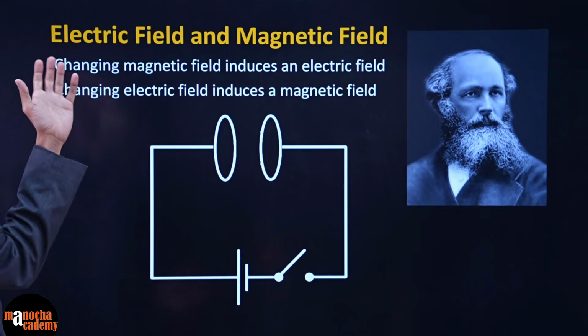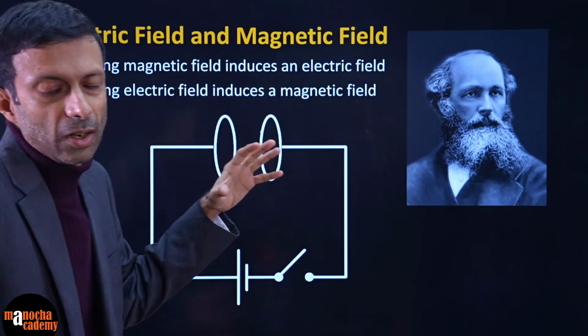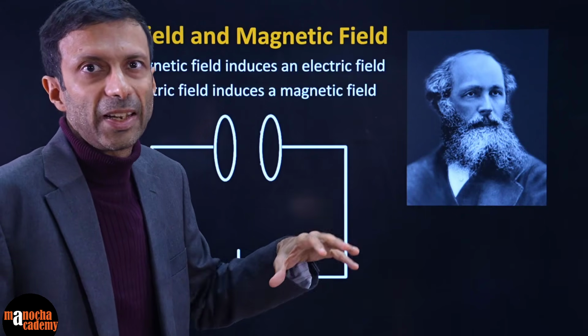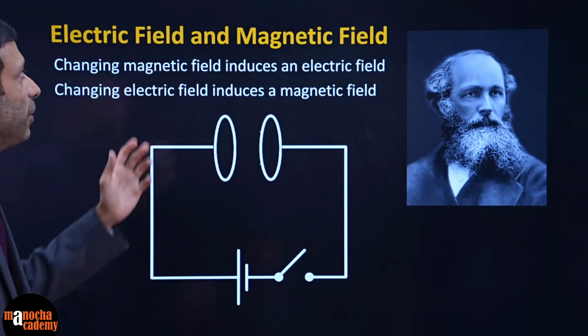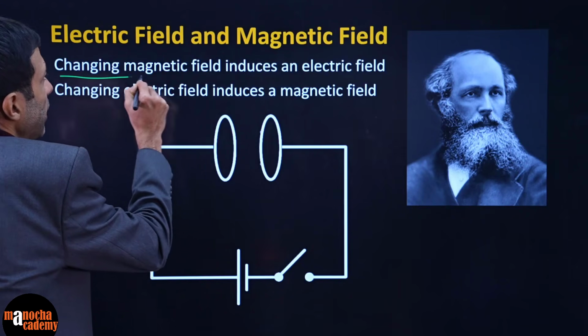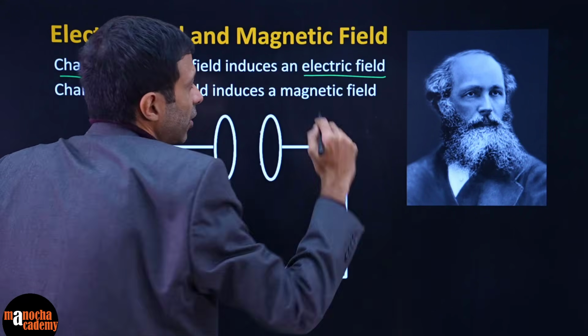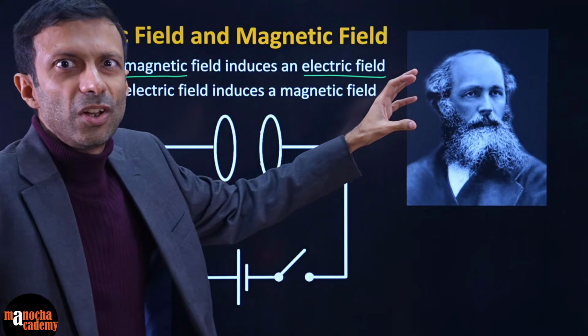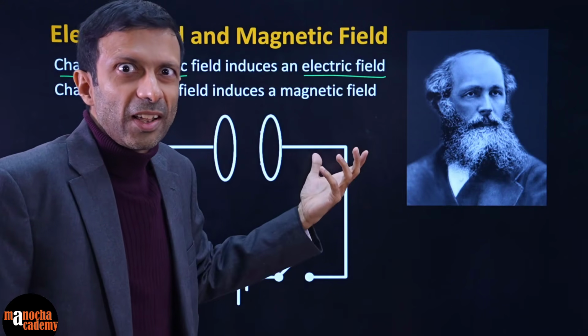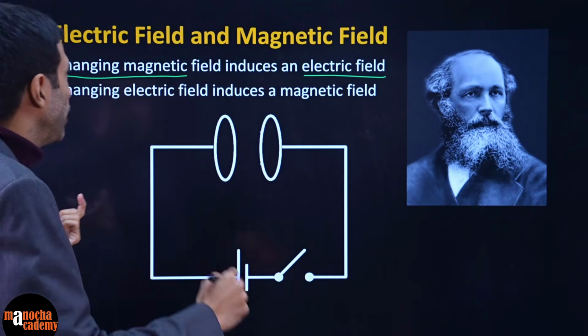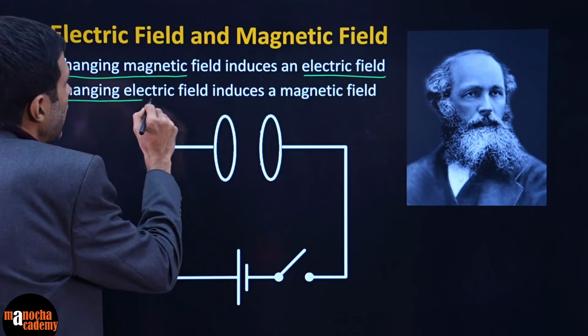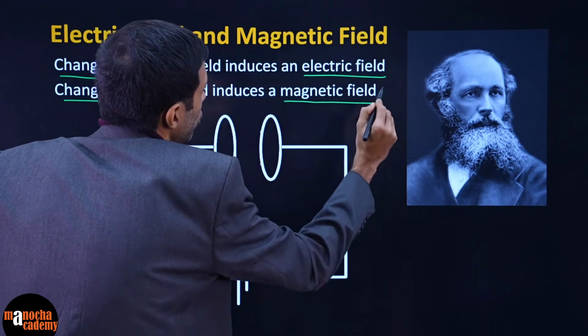We knew from Faraday's laws of electromagnetic induction that a changing magnetic field produces an electric field. So Maxwell argued and showed that the reverse also should be true, right? That a changing electric field should induce a magnetic field.